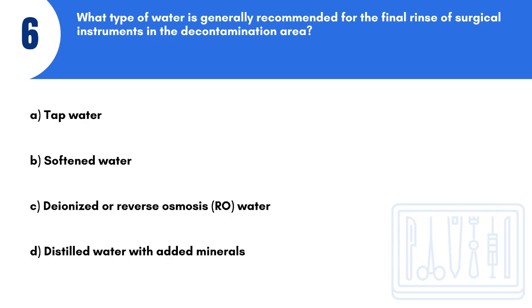Question 6. What type of water is generally recommended for the final rinse of surgical instruments in the decontamination area? A. Tap water. B. Softened water. C. Deionized or reverse osmosis, RO, water. D. Distilled water with added minerals.